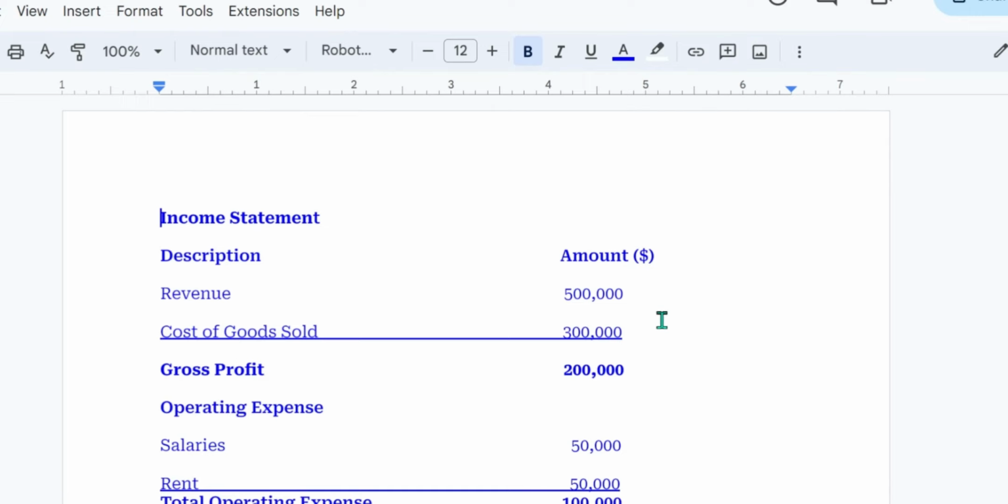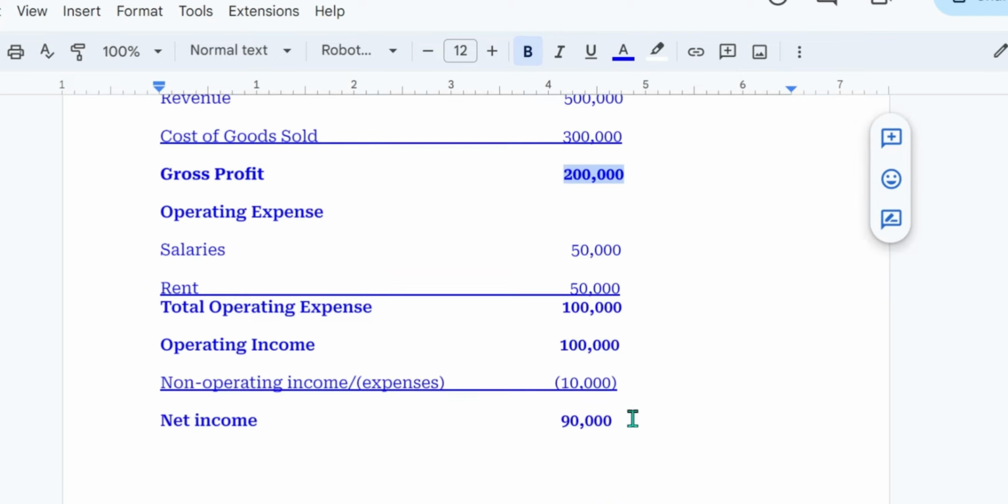Let's now look at some financial statement examples. First, we'll start with the income statement. And here we see the income statement starts with revenue of 500,000, cost of goods sold 300,000, leaves us with a gross profit of 200,000. That is 500,000 revenue minus cost of goods sold of 300,000.